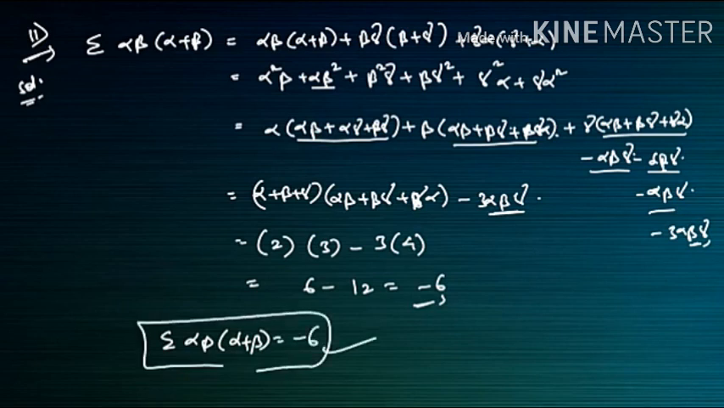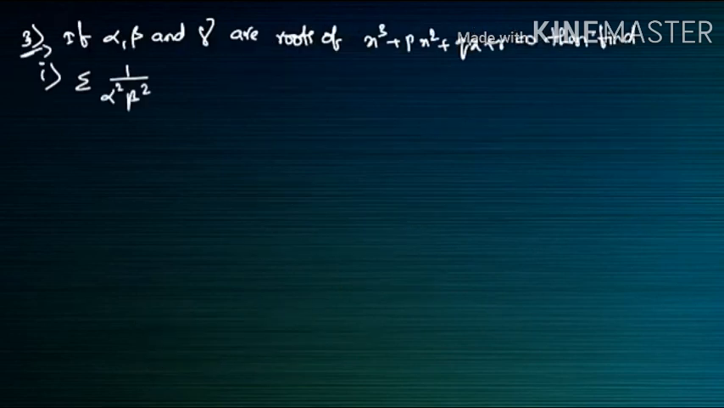Okay, the third one here. Now the third question is given that alpha, beta and gamma are the roots of this given equation, then find the values of this. The first question is given, second question, third question, and fourth question. Four questions are given here. We will find those solutions here.